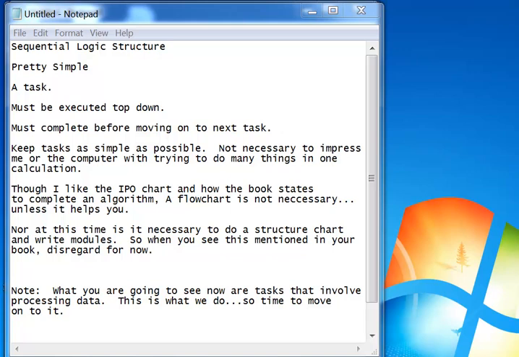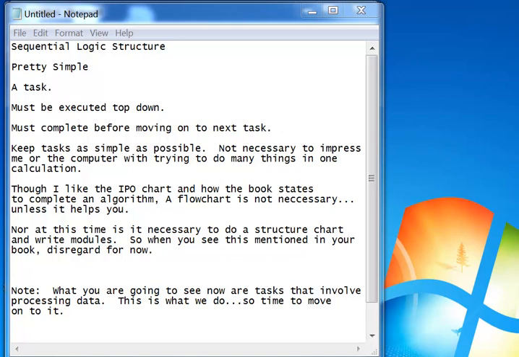Anyway, let's talk about sequential logic structures. That's our next topic here. As you know, there's three structures of programming: sequential, conditional, and iteration. The first one being sequential, for the most part the simplest of all the logic structures. Things you need to know about it.